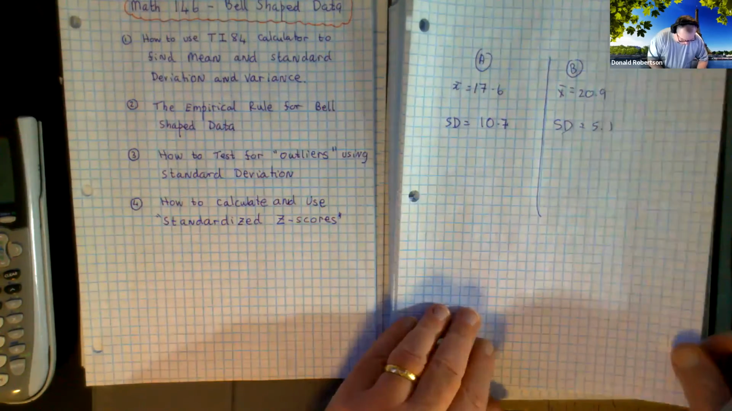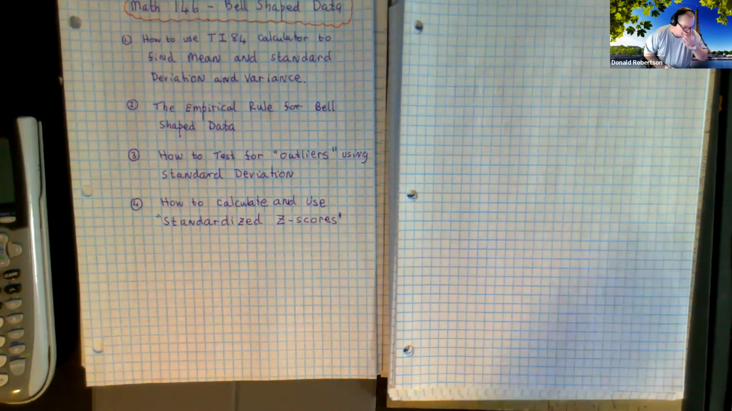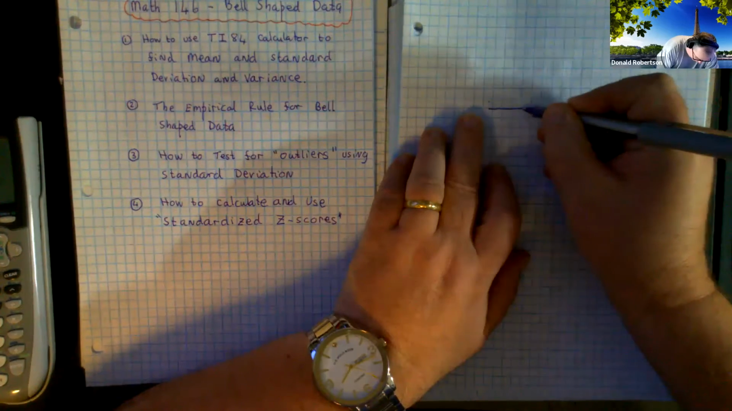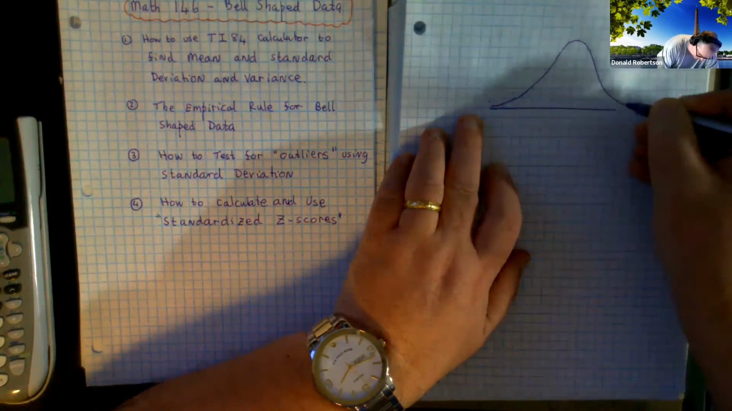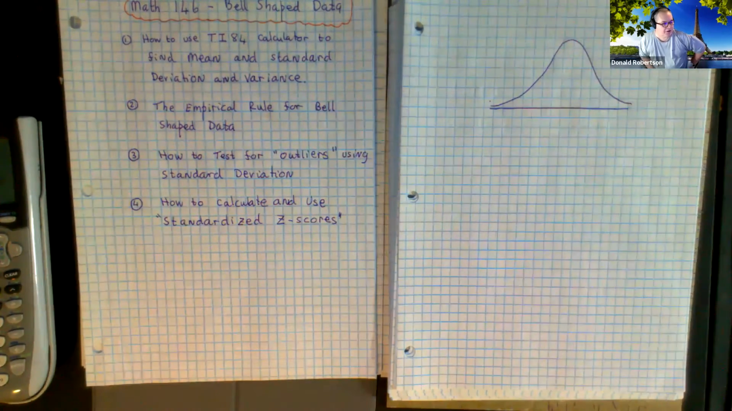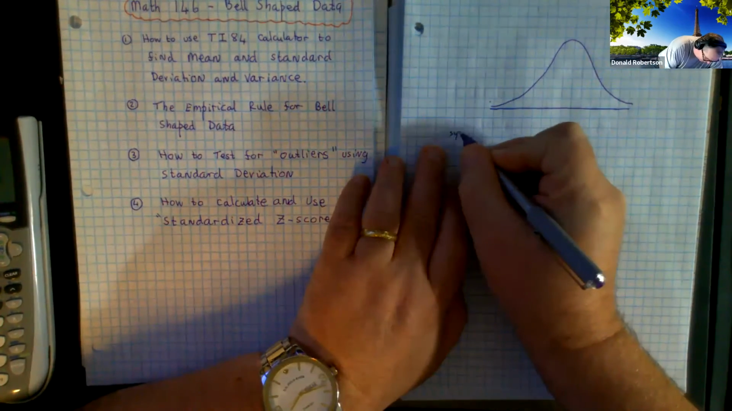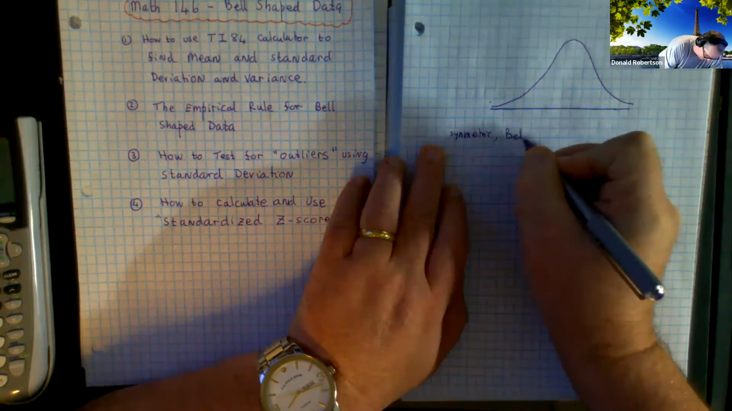So let's move on to the second one on my list here, something called the empirical rule for bell-shaped data. Bell-shaped data is just another name. There's a lot of names for this. Do you know how when you get single hill data, wouldn't we call that symmetric? And wouldn't we also call it bell-shaped? It even has another name, so I might as well tell you that name right now. This data is symmetric. It's bell-shaped.